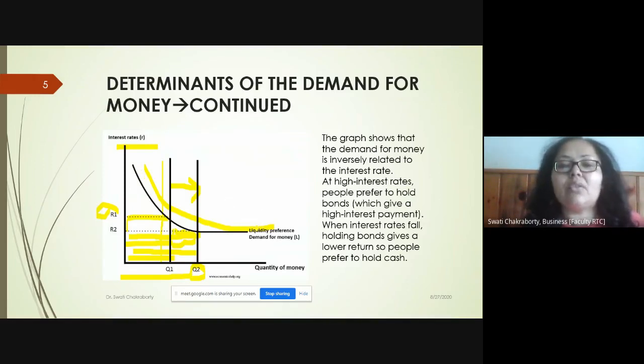Your demand for money is also called your liquidity preference. How much of your assets you want to hold in liquid form and how much you want to keep in illiquid form, that is in the form of other sorts of assets.